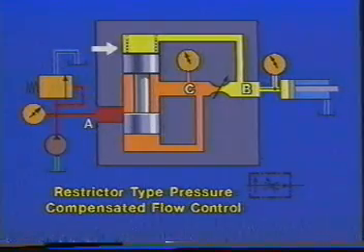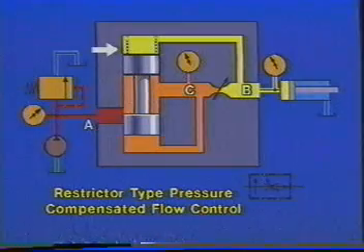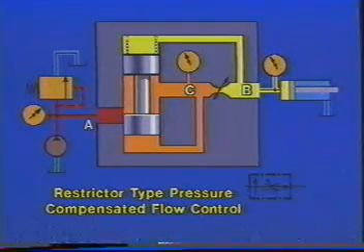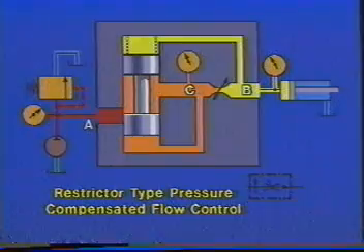Up here we have our old friend, the 20 psi spring, holding the compensator in the open position. If the pressure underneath this spool reaches 20 psi and tries to exceed it, the spool will move up, tending to close off flow into the valve.